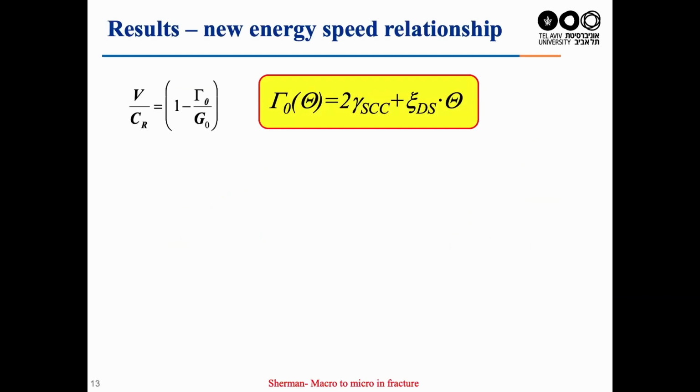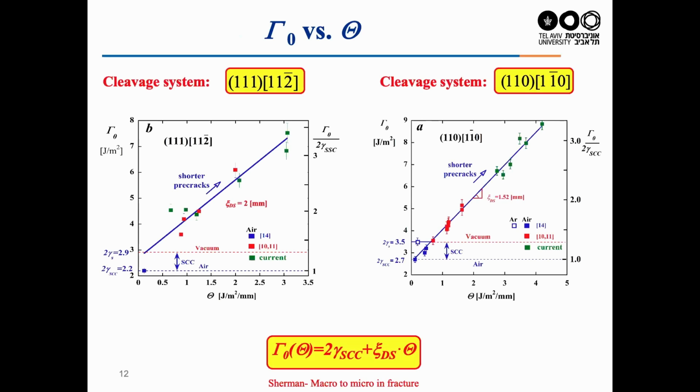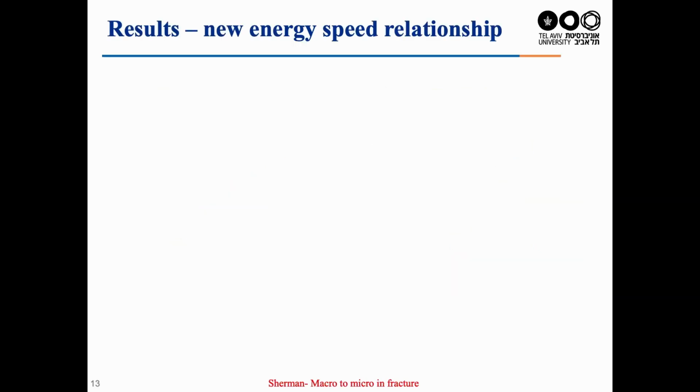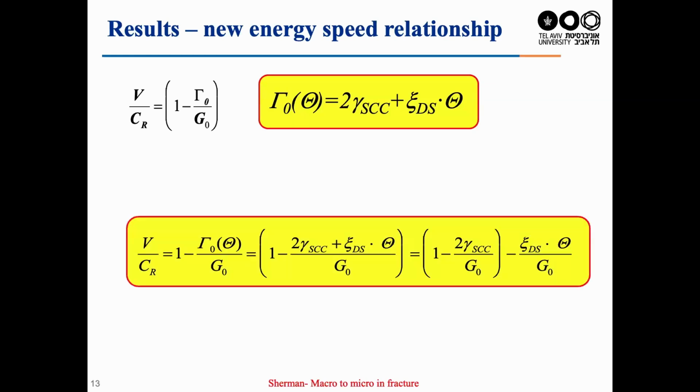Now, instead of writing V over CR, I forgot to say something. This is very important. We can now call gamma naught of theta 2 gamma stress corrosion cracking plus CDS times theta. If we now put it in the equation of motion, instead of gamma naught, we put this equation, we can actually see that the energy speed curve is shifting to the right.